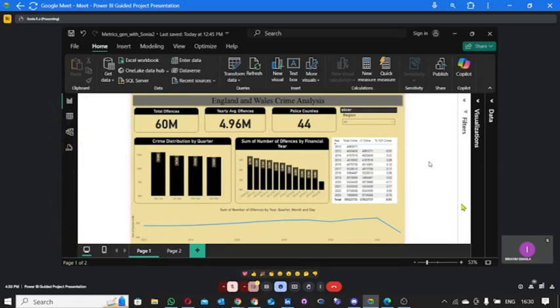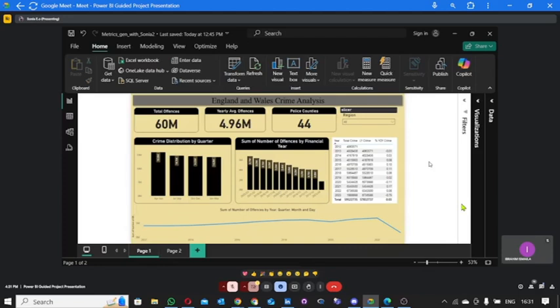So my first question was, what is the total number of crimes recorded over the given time period? The second question was, how has the crime rate changed over time, and is there a noticeable trend? My third question was, which types of crime are the most and the least frequent, and how can law enforcement address them? The fourth one was, how does crime distribution vary across different regions in England and Wales? Number 5 was, which quarter of the year has the highest crime rate, and what factors might contribute to this pattern?